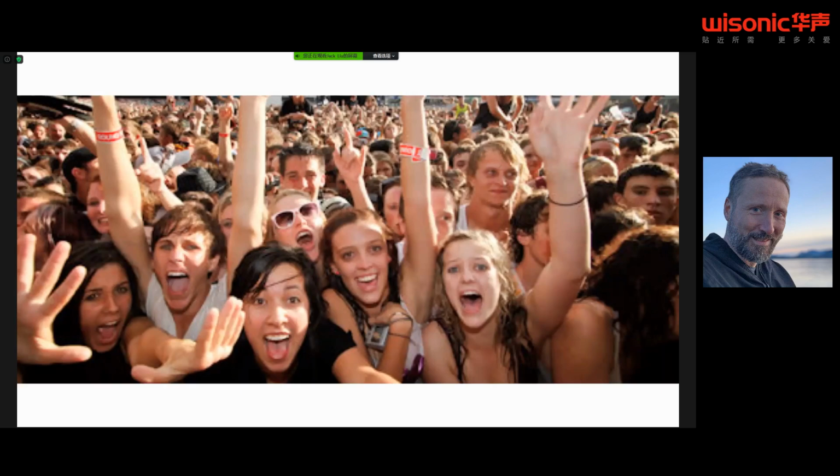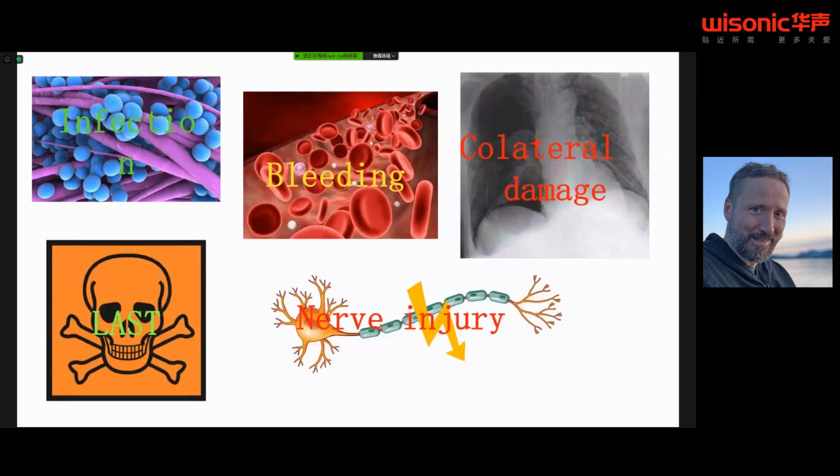Some of the threats we face when performing regional anesthesia or peripheral nerve block techniques are infection, bleeding, local anesthetic toxicity, nerve injury, or damage of organs that are close by our target structures.